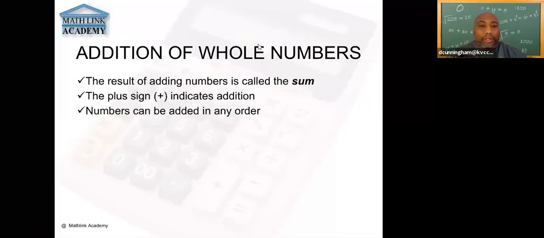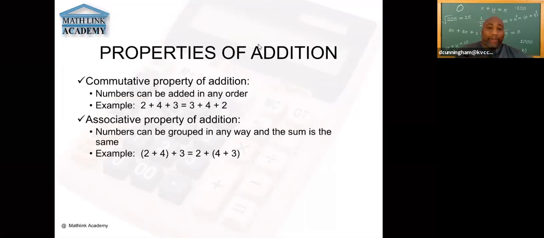Addition of whole numbers. Three things we're going to talk about. The result of adding numbers is called the sum. The plus sign indicates addition. Numbers can be added in any order. So we can add them in any order, but we've got to keep them in the same place values.